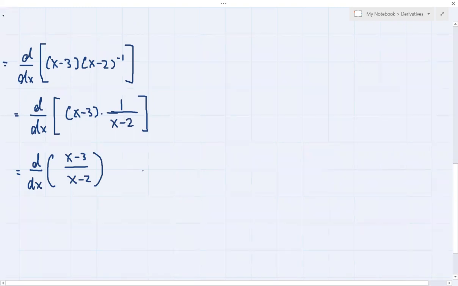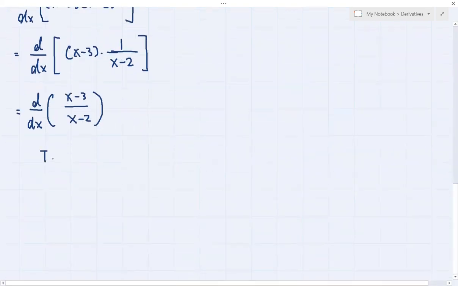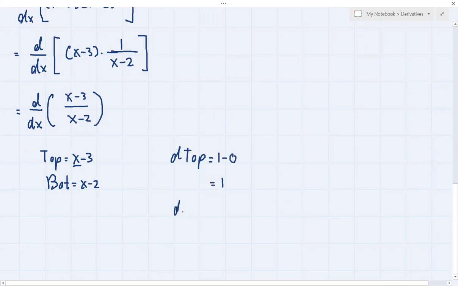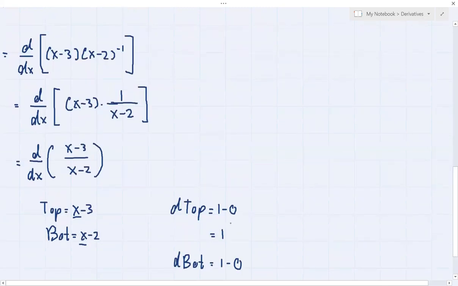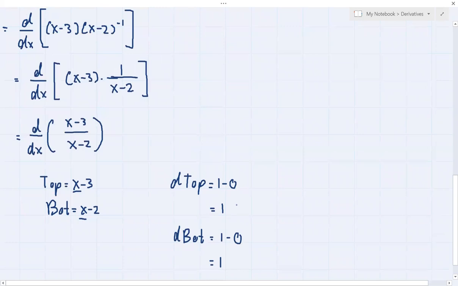That's it. Simplify, differentiate. Okay? So now, the top is x minus 3. The bottom is x minus 2. Let's get the derivative of the top. So, the derivative of x is 1 minus the derivative of 3, which is 0. So, therefore, we have 1 as your d top. Now, let's find your d bot, or the derivative of the bottom. So, what is the derivative of x? 1 minus the derivative of 2, 0. So, 1 minus 0 is 1.